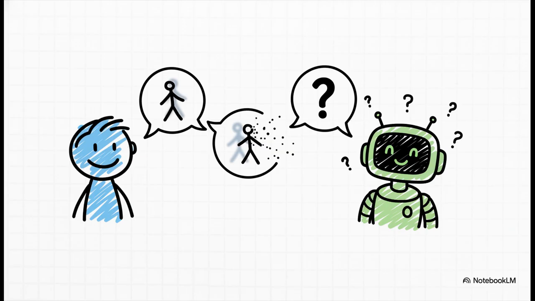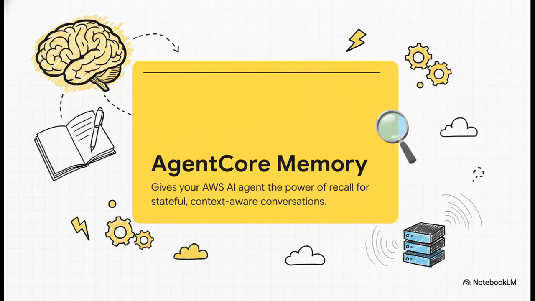It just doesn't work. And that's where AgentCore Memory comes in. This is the solution. Honestly, the best way to think about it is like giving your agent a brain, or maybe a dedicated notebook. It's what allows it to actually remember things, to learn, and to go from being a simple tool to a real conversational partner.